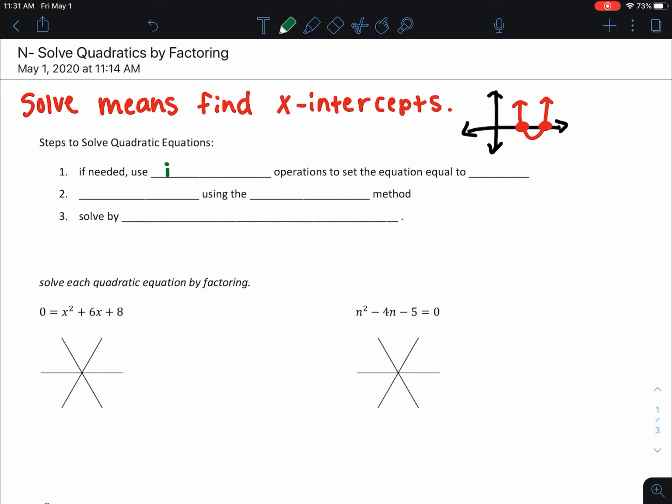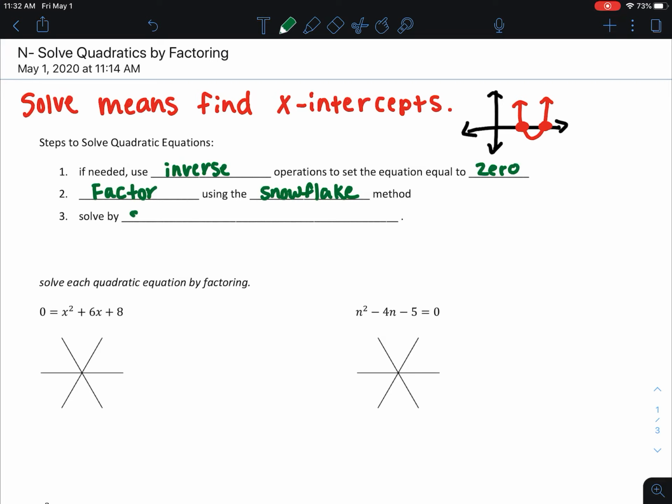So there are 3 steps. First, if needed, use inverse operations to set the equation equal to 0. So sometimes your equation is not equal to 0. That's your first step. Make it equal to 0. Second step is we need to factor, and we factor using the snowflake method. If you remember this from 2 weeks ago, we were factoring trinomials. That's all we're doing. So pretty much you've already learned how to do this. We're just taking it one more step further.